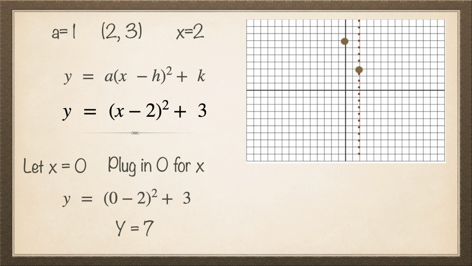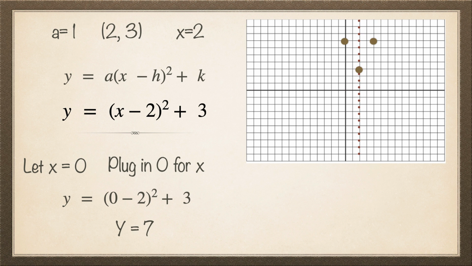Now, because of the axis of symmetry, I can have another point without doing a whole lot of work. I can look at the axis of symmetry, and 0, 7 is 2 spaces away from the axis of symmetry to the left. So I can go 2 spaces away from the axis of symmetry on the right and find another point. So now that means that 4, 7 is another point of that parabola.